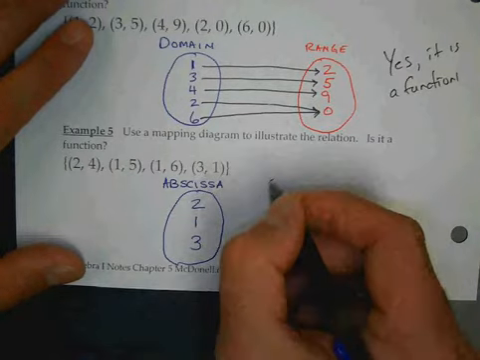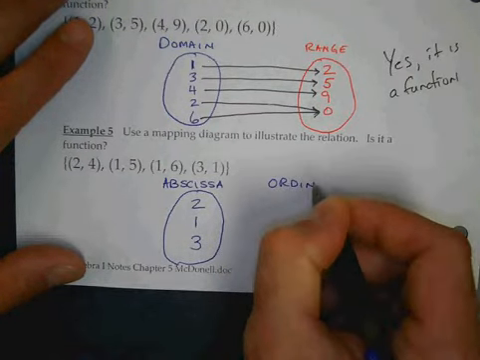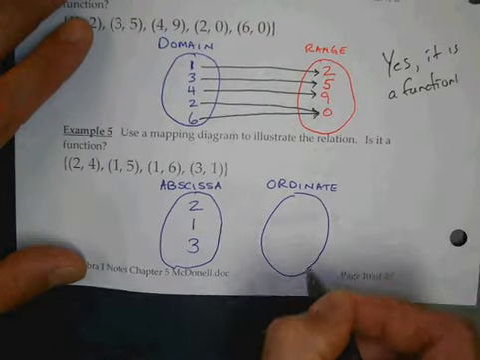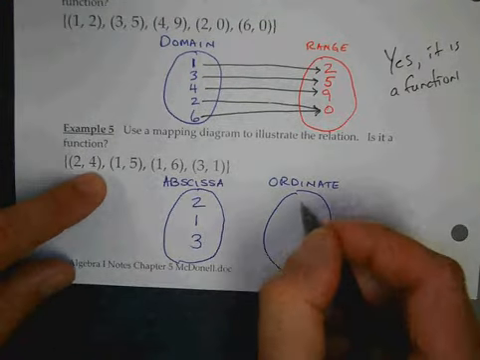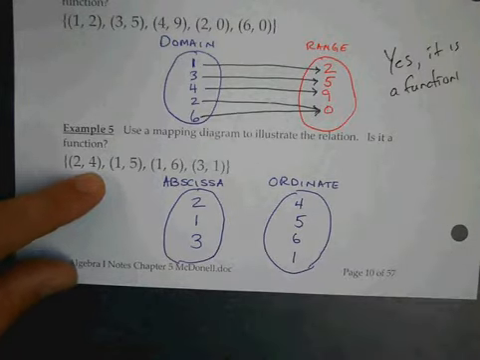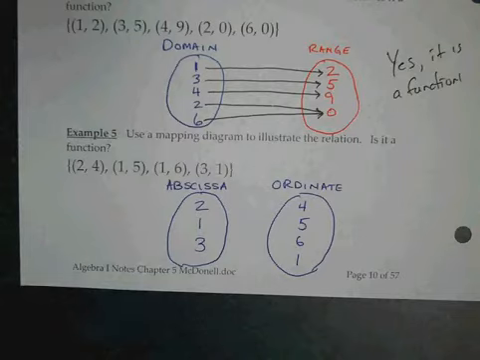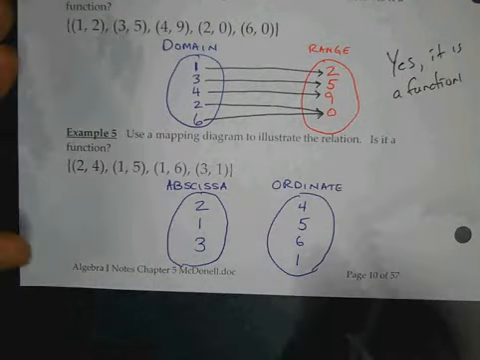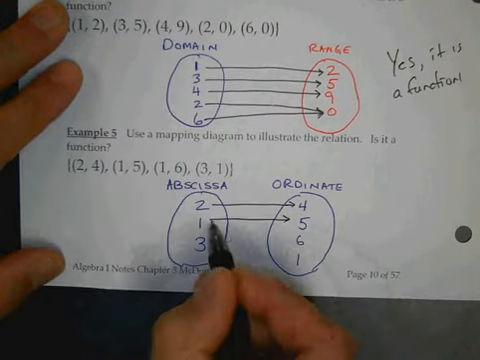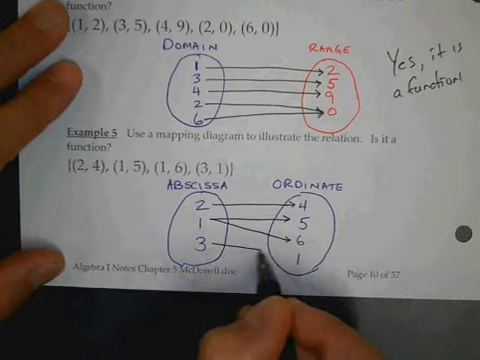Okay? The word that goes with abscissa, do you remember? Ordinate. Good. Ordinate. All right, our first ordinate is 4, then 5, then 6, then 1. All right, so go ahead and map that. Map all your abscissas to your ordinates. 2 goes to 4, 1 goes to 5, 1 goes to 6, 3 goes to 1.